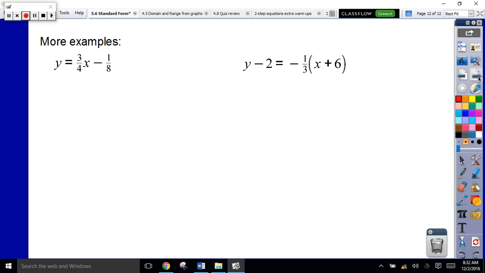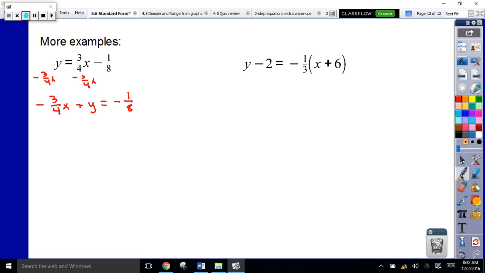Let's move all the variables to the left. So I'm going to subtract 3/4 x from both sides. I end up with negative 3/4 x plus y equals negative 1/8. Now we don't want to have any fractions at all in standard form, so we want to get rid of the fraction on the right as well as the fraction on the left.